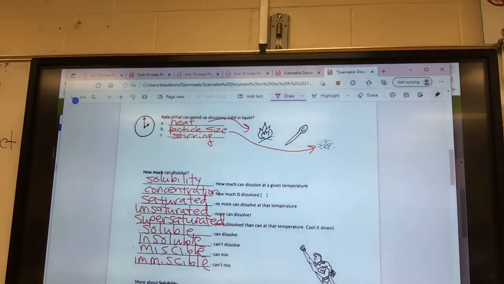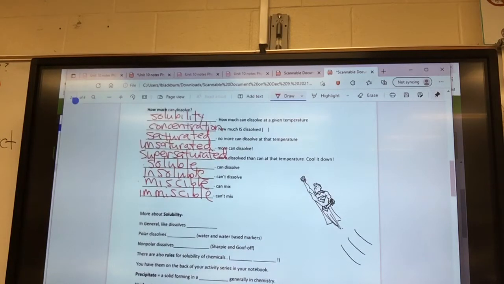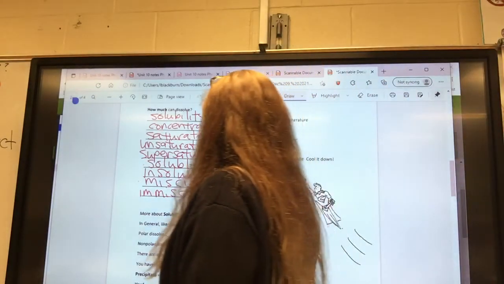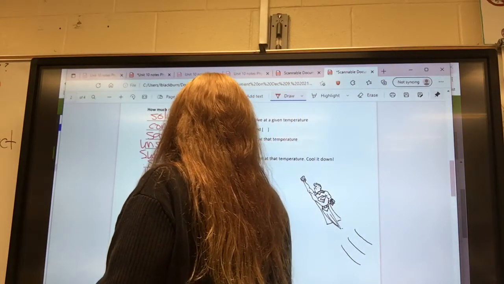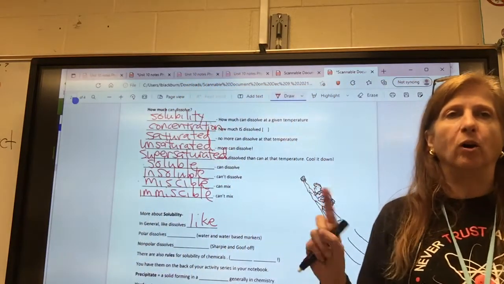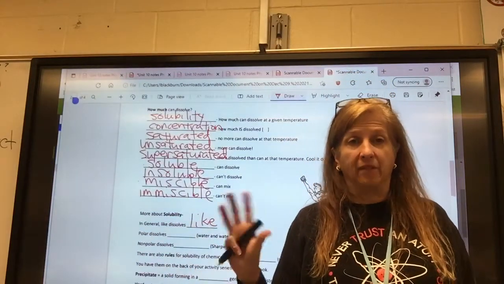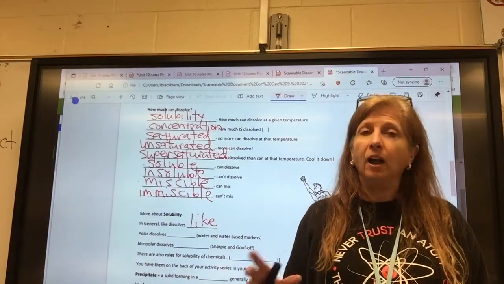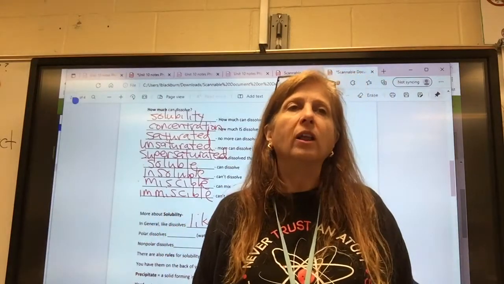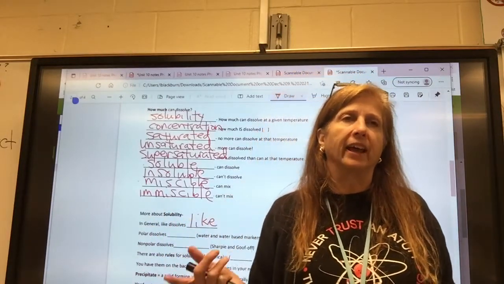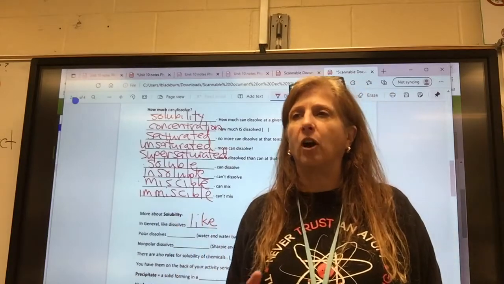I'll scroll just a little bit to get rid of the heat part. Okay, so in general, there is a thing we say in chemistry that like dissolves like. What this means is you know about polar and nonpolar molecules. Polar molecules are like water that have a positive and negative end. Nonpolar molecules are like oil that do not have a positive and negative end. They're sort of the same all around.